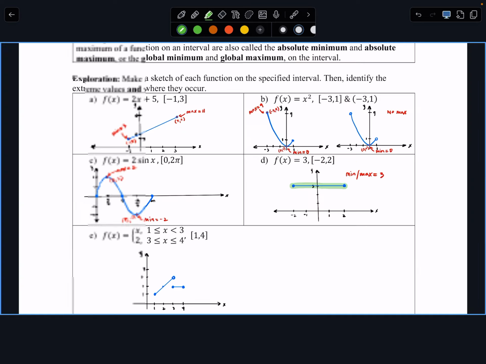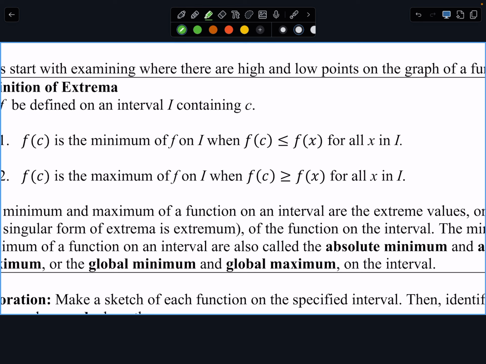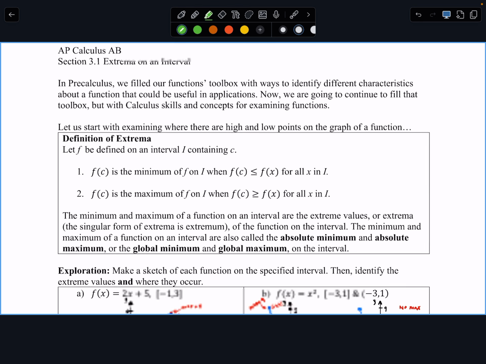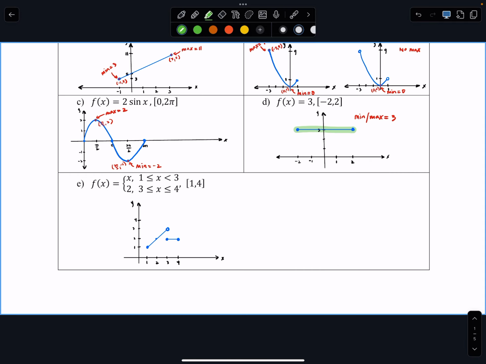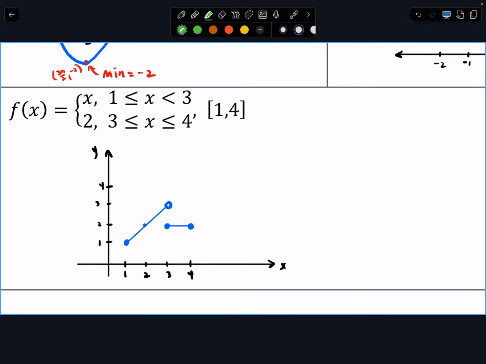If you go back up, good question. If you go back up to our definition, right? It's if f of c is less than or equal to all the other function values, or if f of c is greater than or equal to. Which again, I know some of these make my eye twitch. But going back to the definition, both the minimum and maximum values would be 3.